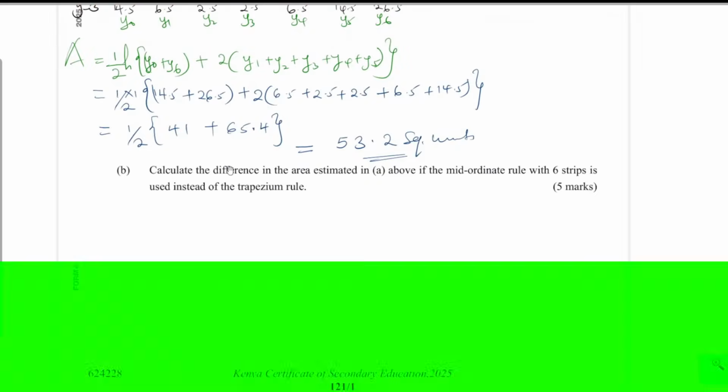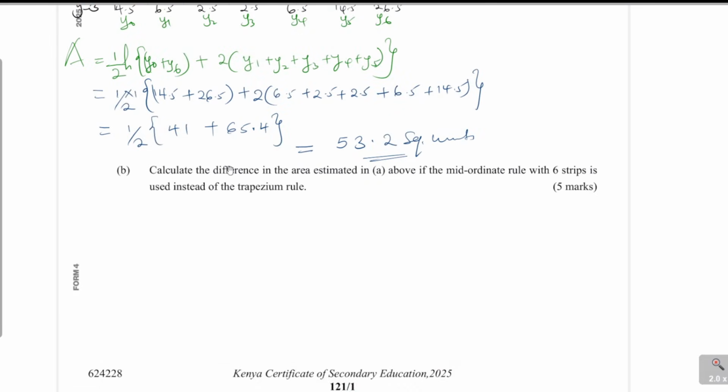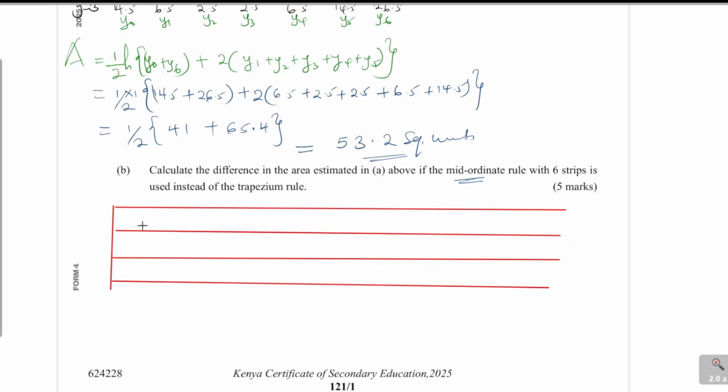Now you're supposed to go to the next question because you're through with that. Calculate the difference in the area estimated in A above if the mid-ordinate rule with 6 strips is used instead of the trapezium rule. So we are calculating the same area but now using the mid-ordinate rule. For the mid-ordinate rule, we use the midpoint of each of those strips. So we'll have to prepare another table of values here.